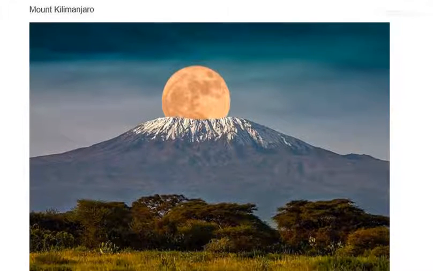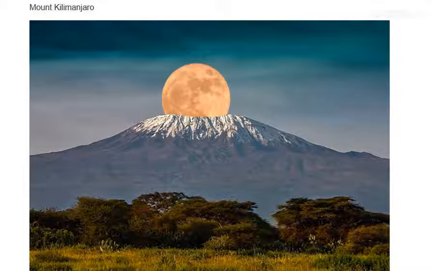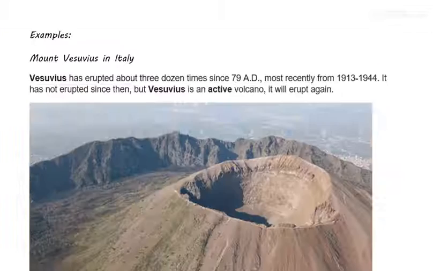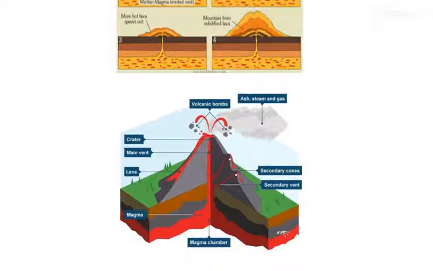So if you see in your book, above the features, it says that if the lava is basic, a flat cone is formed. However, if the lava is acidic, a steep cone is formed. So it means that the lava of Mount Kilimanjaro is basic. However, the lava of other mountains, the lava of Mount Fujiyama, for example, is acidic. So that is the reason behind the conical shape of the mountains.